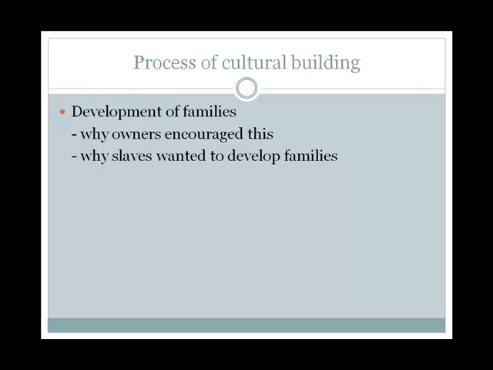However, owners and the legal system itself did not recognize legal marriage between slaves because this tended to limit the owner's power. Instead, they encouraged long-term relationships. They got the labor, they got the potential for increasing their slave populations, and they got a way of controlling the slaves. Why would the slaves want families?